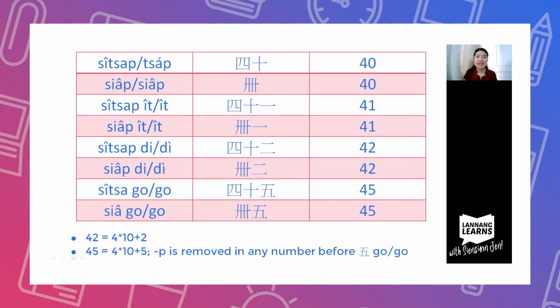For 40, that's si zap because there are 4 tens. So 4 times 10. Si zap and si zap it, si zap di, si zap sa, si zap si, si zap go. Or again, because any number that comes before the number 5 or before go, we drop the letter P. So we say si zago. We can also say siap it, siap di, siap sa, siap si, and siap go.